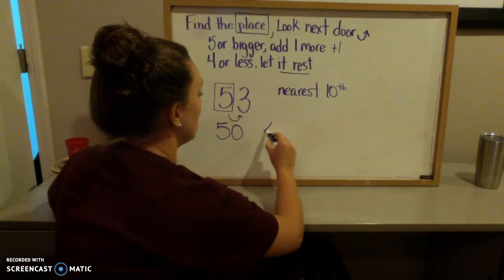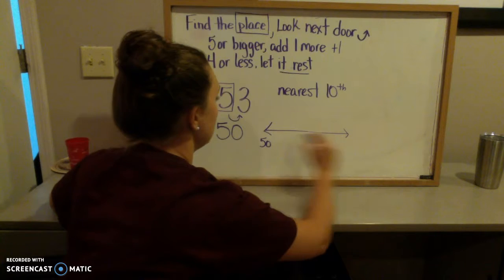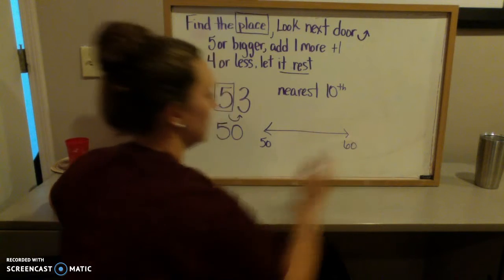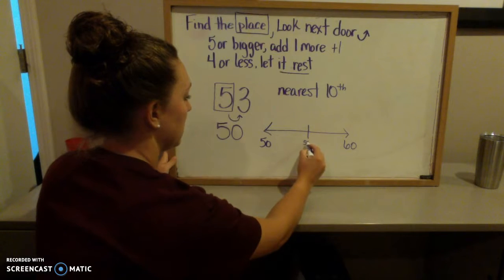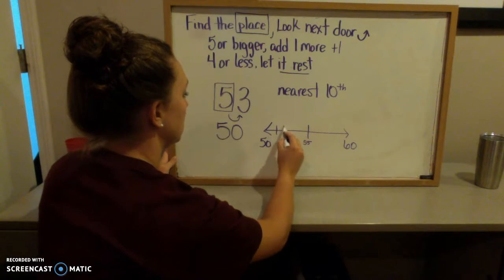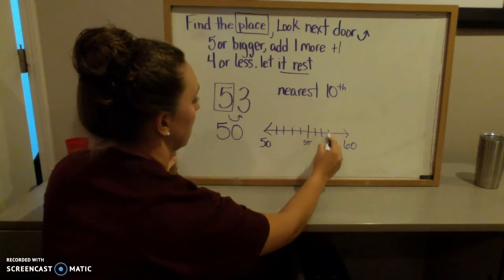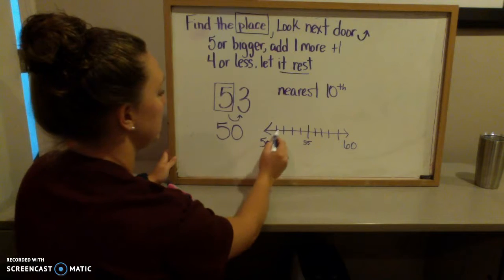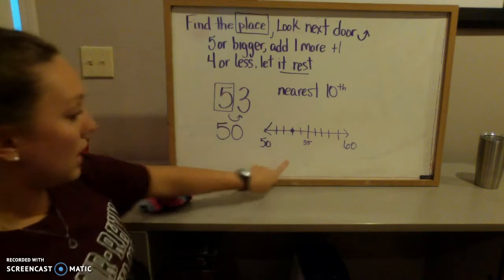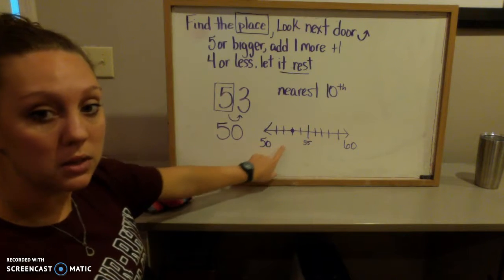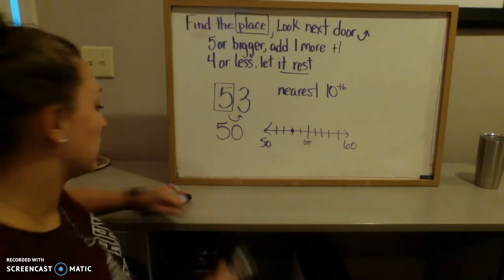We can also draw a number line for 50 or 60, right? So 1, 2, 3, 4, 5, 6, 7, 8, 9. We find 53, so 50, 1, 2, 3. I can also see that 53 is closer to 50 than it is to 60. Let's try another one.